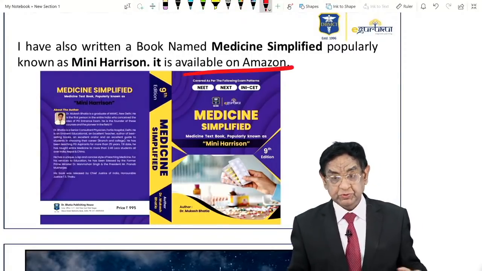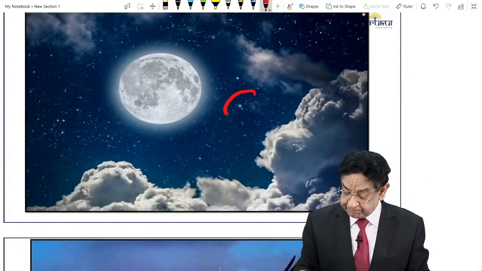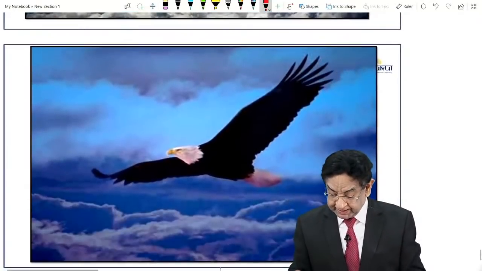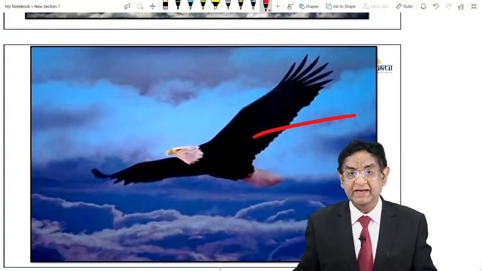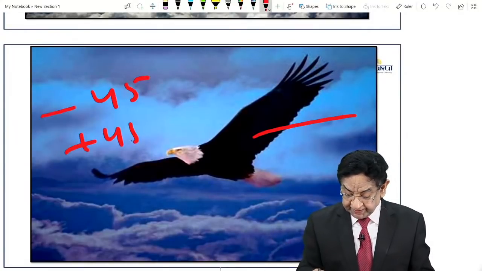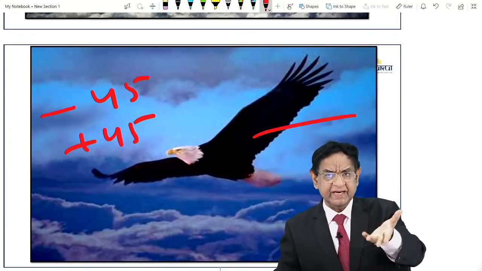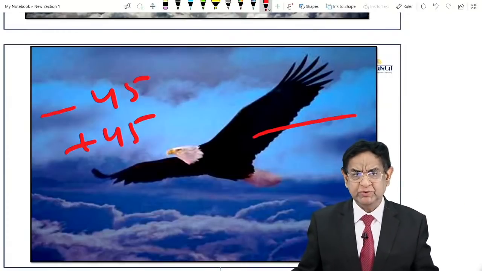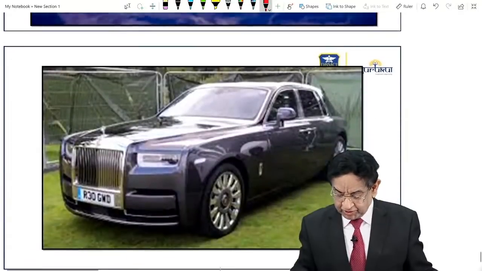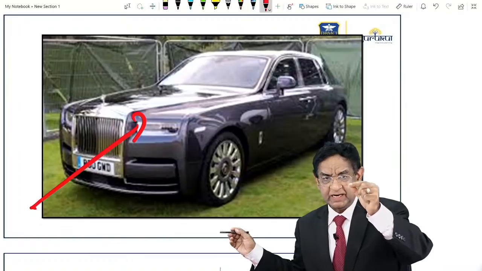I hope you enjoyed. My aim is to convert you from a simple star to a moon. I want to make you like an eagle. An eagle can fly above the sky. The idea is to give you the best education, A to Z. You don't need anything more than what I taught you. You are fit to write any exam in the world. I want to make you a premier car for premier students like you.